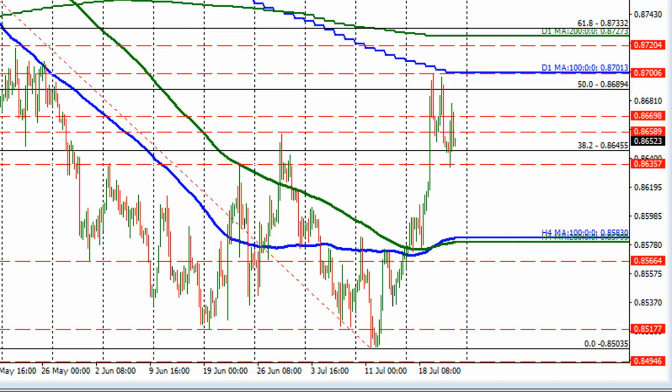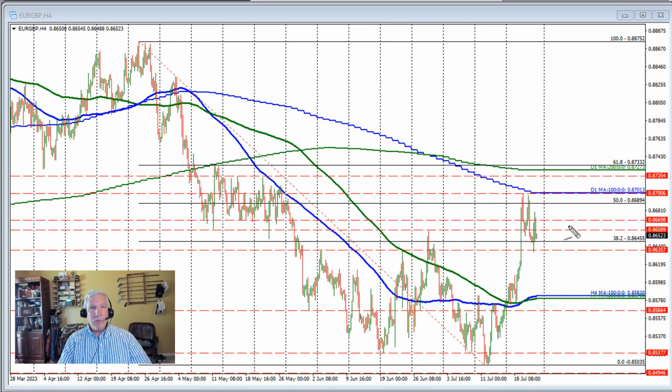Now, the move to the upside, what happened there? Well, the price moved above the 50% retracement of the move down from the high price that we saw here. This goes all the way back to April of 2023 to the low price that we saw in July. 50% came in at 0.8689, and we moved above that level not once but twice.